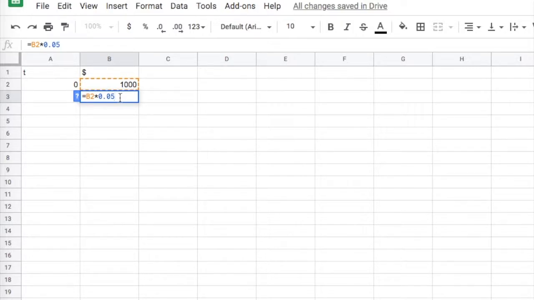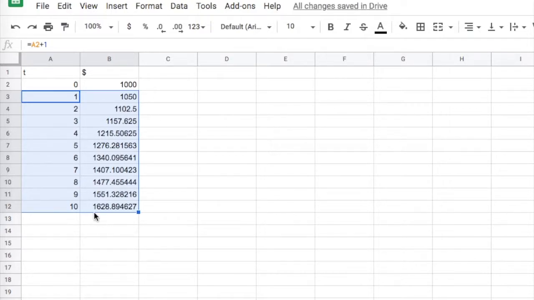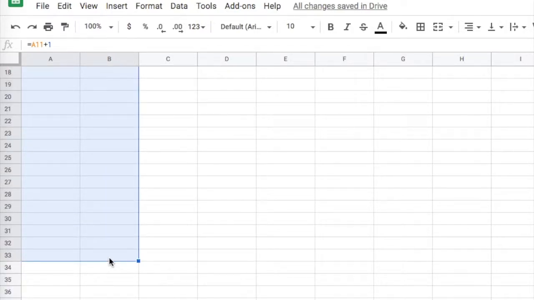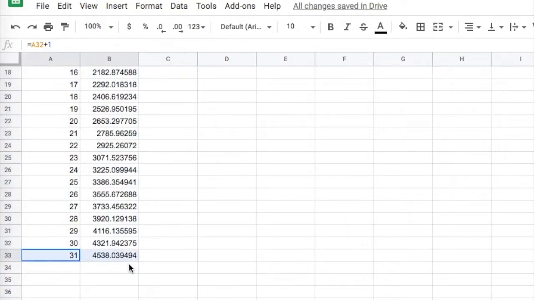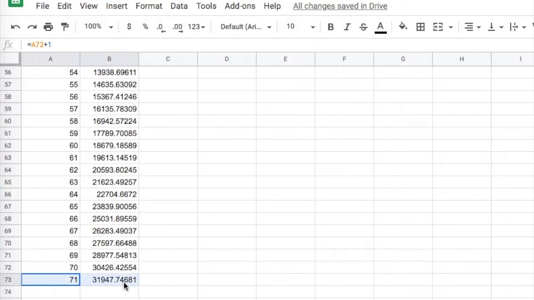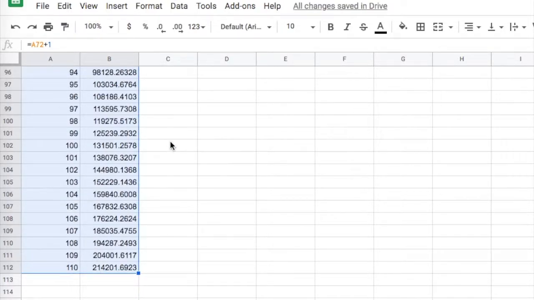Really what we're doing is we're saying 5% of the 1,000 plus our old 1,000, the old amount, whatever we used to have. Something like that. This is going to be equal to that plus 1. We fill that down, it goes up. It's going up exponentially, not as fast as doubling, of course, but it's still going up exponentially. We start off with 1,000, now we have 1,600 for 10 years. If we fill that down, eventually we have 4,000, 25,000, 214,000. It just keeps going up.